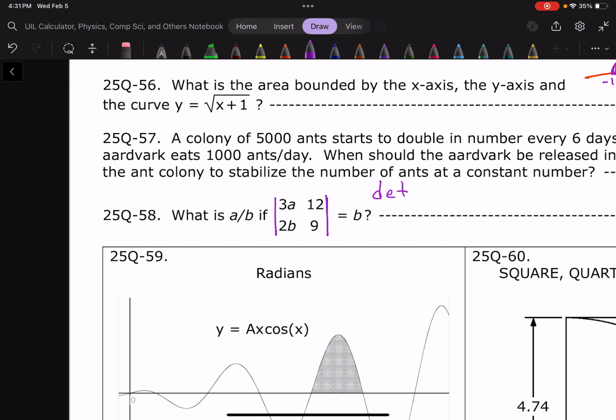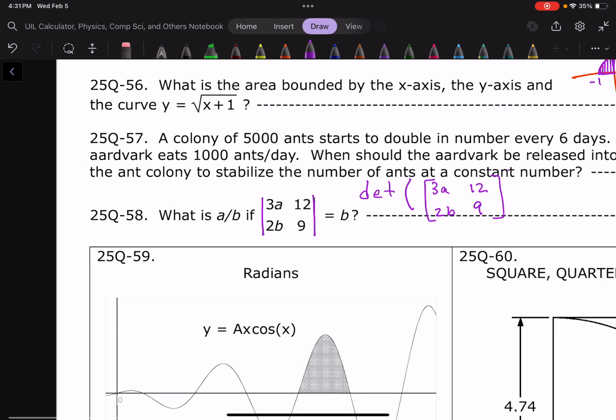The determinant of a matrix with 3A, 12 as its 1, 2 element, 2B as its 2, 1 element, and then as its 2, 2 element, 9.